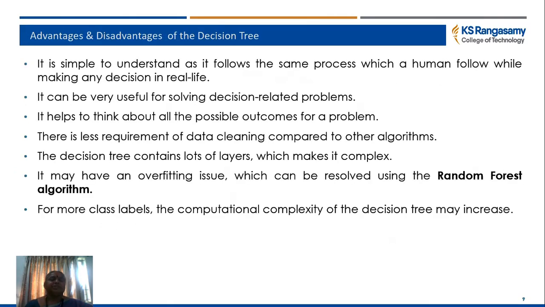Advantages and disadvantages of decision tree. Advantages: it is simple to understand. It follows the same process which a human follows while making any decision in real life. It can be very useful for solving decision related problems. It helps to think about all the possible outcomes for a problem. There is less requirement of data cleaning compared to other algorithms. Disadvantages: it contains a lot of layers, which makes it complex. It may have an overfitting issue, which can be resolved using the random forest algorithm. For more class labels, the computational complexity of the decision tree may increase.